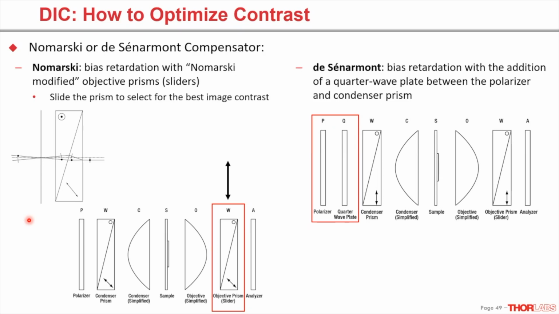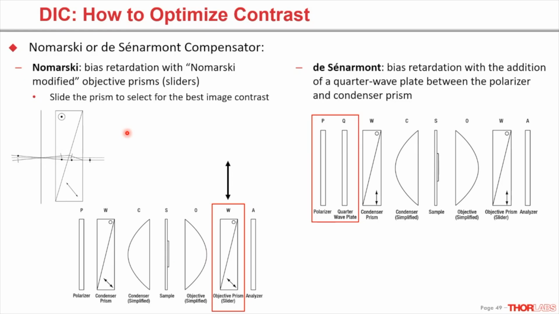This Nomarski modification causes the light rays to come to a focal point outside the body of the prism, which allows for greater flexibility when setting up the microscope, as now the prisms can be actively focused and you can actually put them in both prism locations. And how you then use it as a compensator to select for that bias retardation is you slide this prism in and out, which is why it's referred to as a slider. So you can slide it to a certain degree to select the best image contrast.